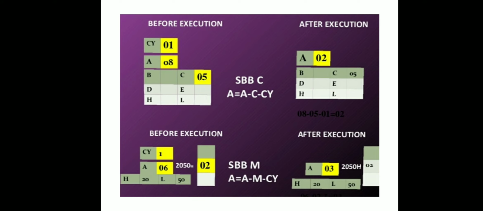For example, SBB C. After execution of this instruction, the content of accumulator is subtracted by the content of register C and carry flag and the result is stored in the accumulator. Next, SBB M. Again, the content of accumulator is subtracted by the content of memory location specified by the HL pair and the content of carry flag, and also the result is stored in the accumulator.